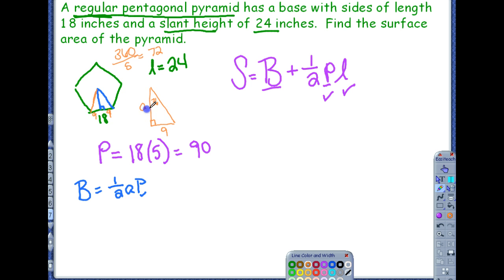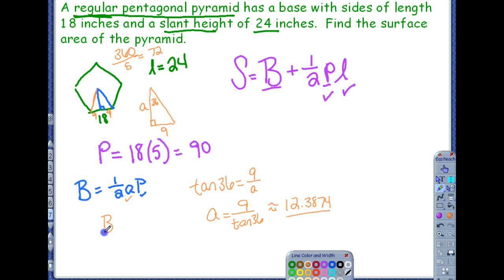What if I'm trying to find the apothem? I'm going to use the tangent ratio. So let's take the tangent of 36 equals 9 over a. When we cross multiply, you'd end up with the apothem equals 9 divided by tangent of 36, which makes it about 12.3874. Now, I'm going to leave that big long decimal in that calculator, because we could go ahead and find the base area using this exact value, right?